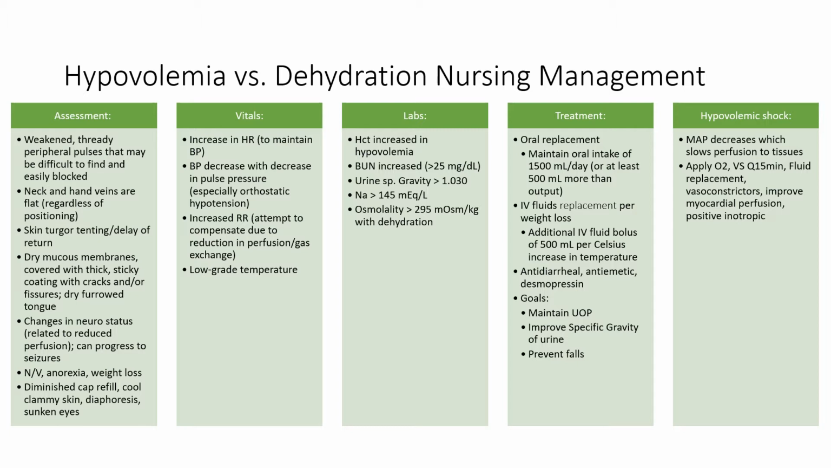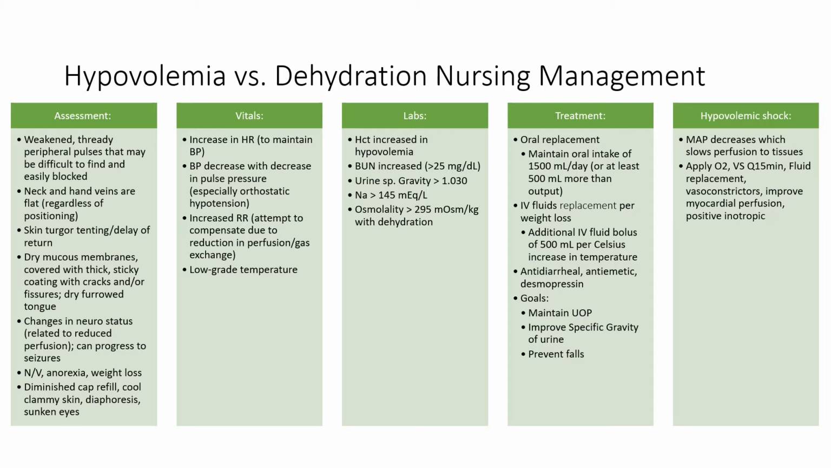Dry mucous membranes, it may also be covered with a thick, sticky coating. They may have cracks or fissures, and their tongue may be dry and furrowed. Changes in neurostatus because of reduced perfusion to the brain can occur, and can also progress to the point of seizures, especially when there is an electrolyte change along with the fluid loss, or fluid deficit, I should say.